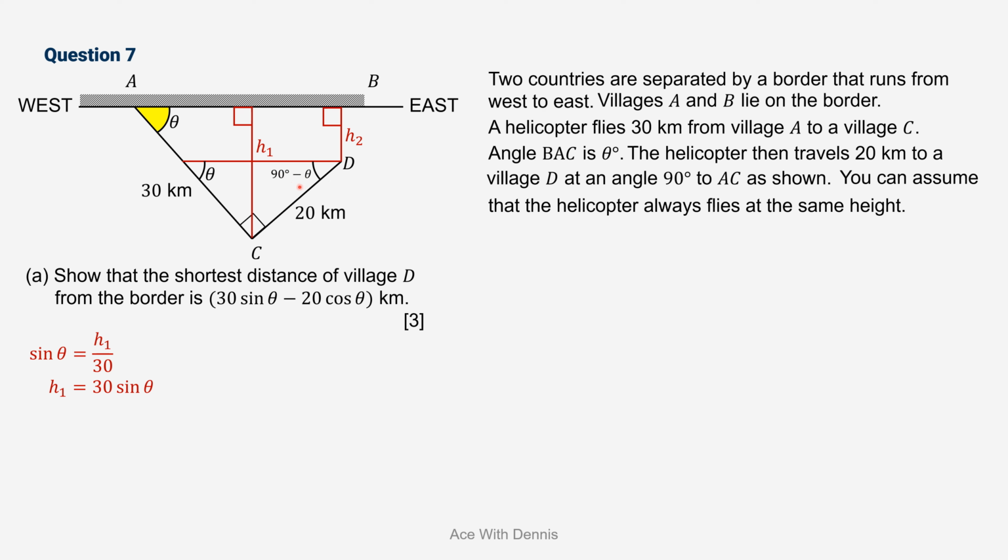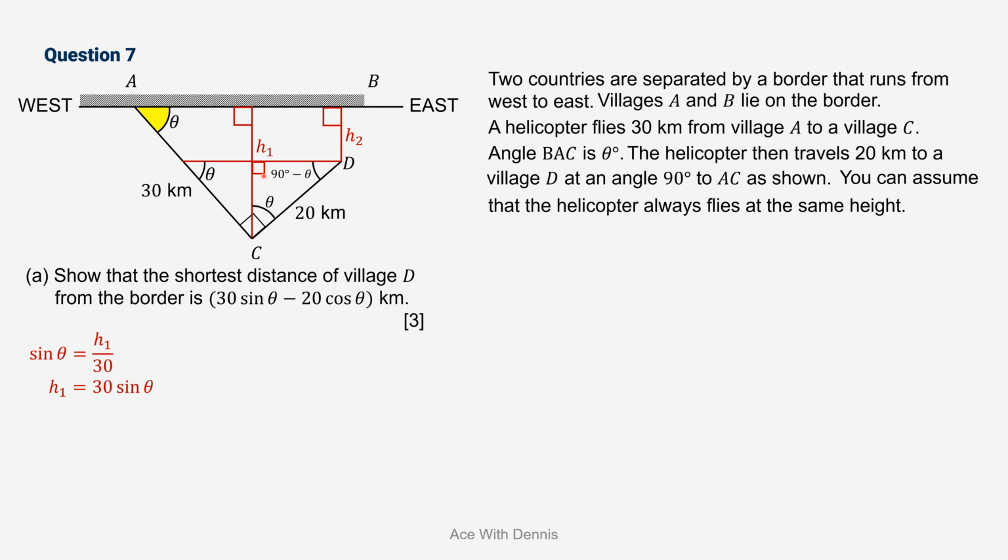Now from here, I will look at this right angle triangle. So if this is 90 degrees, this is theta, then this angle will be 90 degrees minus theta. After that, this is a right angle triangle. So if this is 90 degrees minus theta, this 90 degrees, that means this angle is theta.